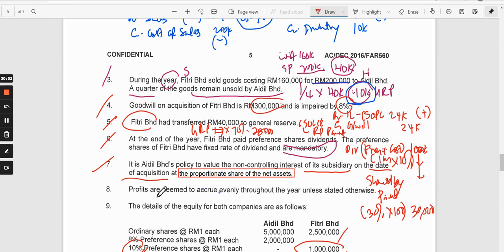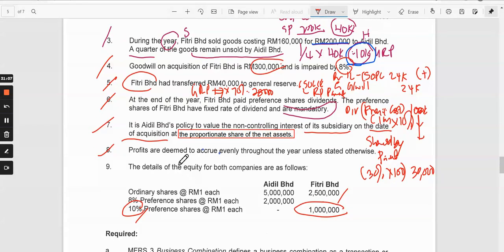Next is the profit information. You are asked to assume that the profit will accrue evenly throughout the year, so you assume that the growth or the increase in profit is steady throughout the year. If there is a loss as well, there is no assumption there. Okay, number 9 is regarding the details of the equity. This is just information about the different preference shares in the subsidiary as well as the ordinary shares. But here is the fair value of the share capital of this company.